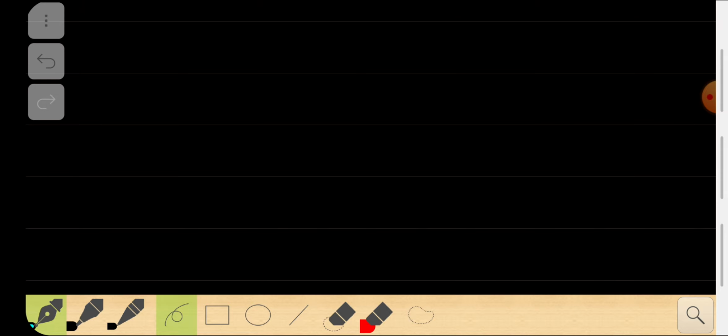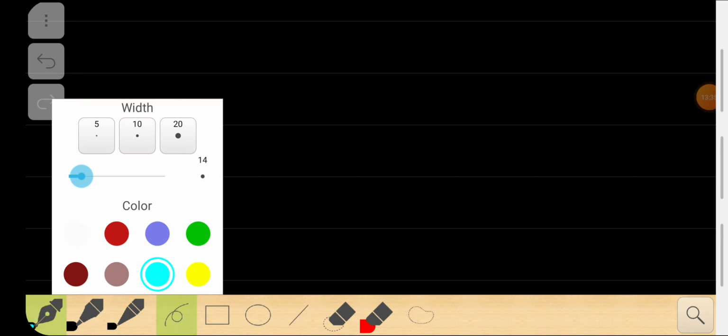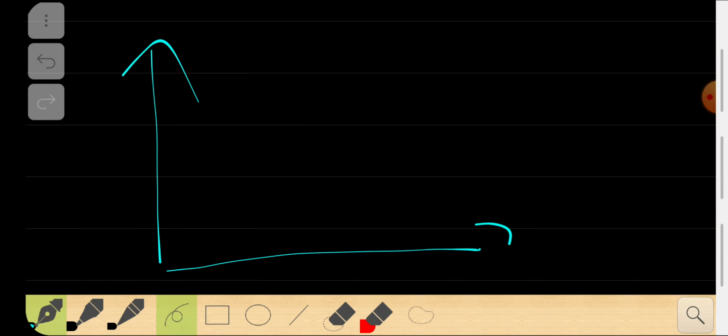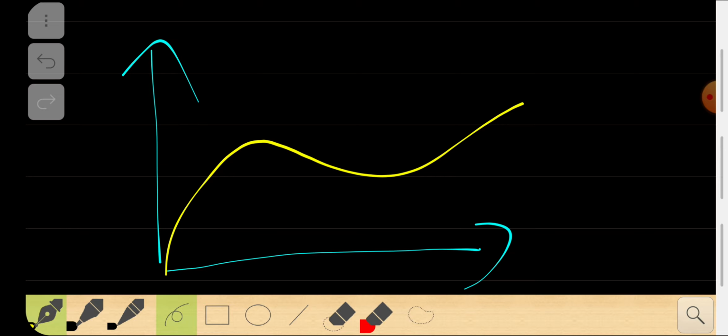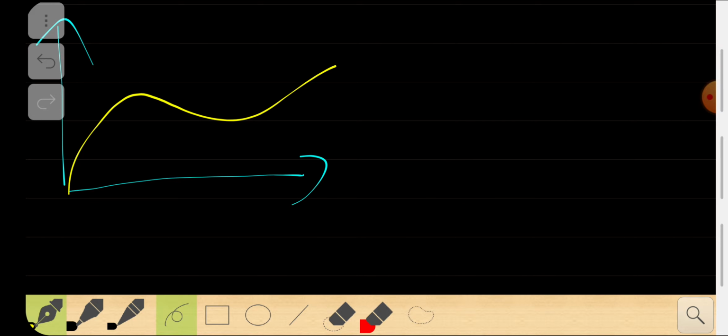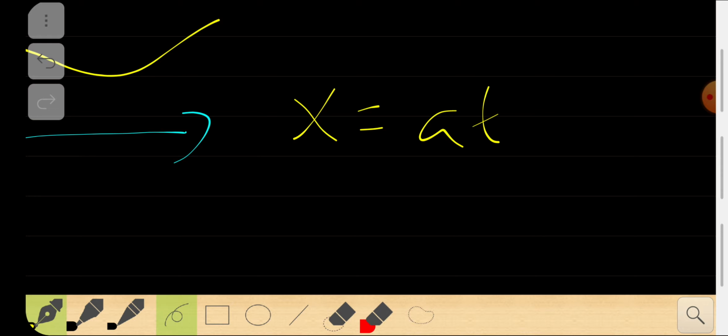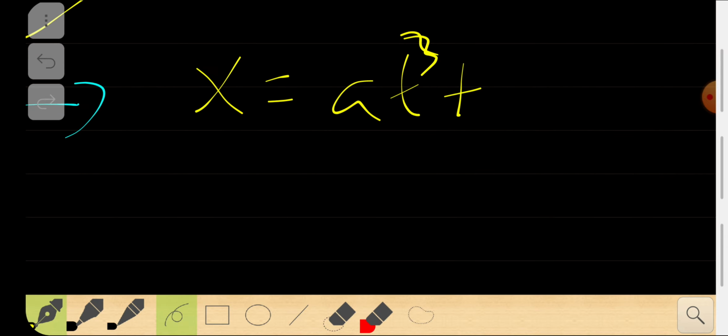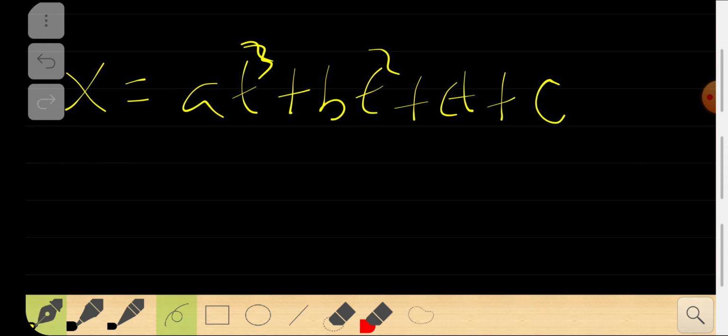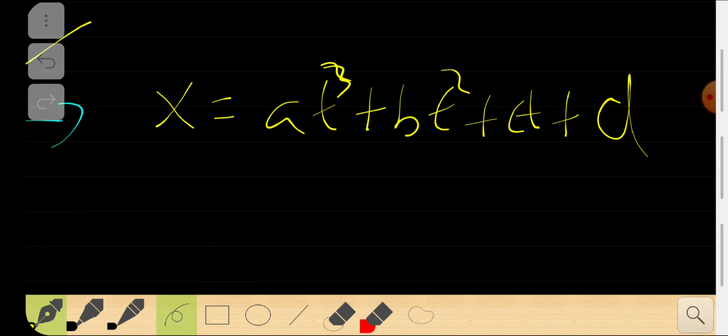Now getting back to our plot. Our plot was something that looked like this. It was starting from the origin, and it went like that. So this plot can have the equation of, let's say, x equal to a t cube plus b t square plus c t plus d. So that's the basic equation it can have in our plot.